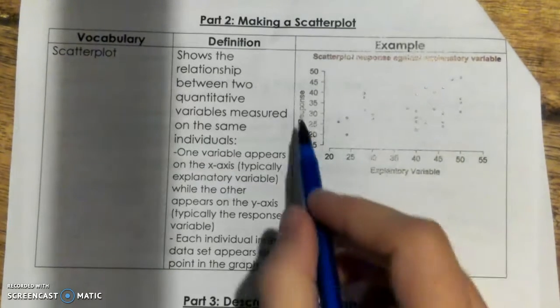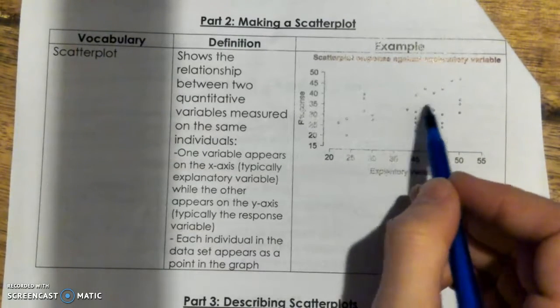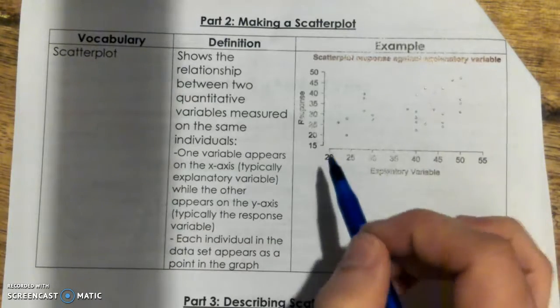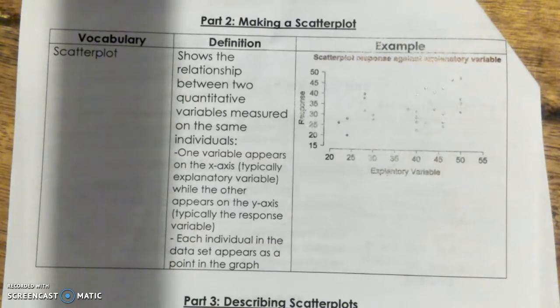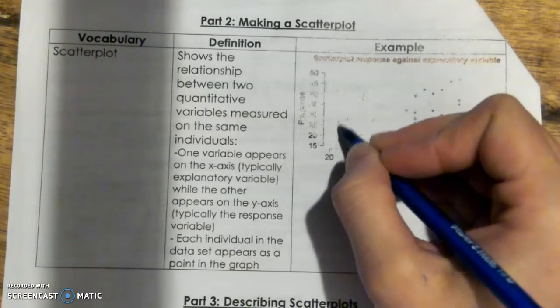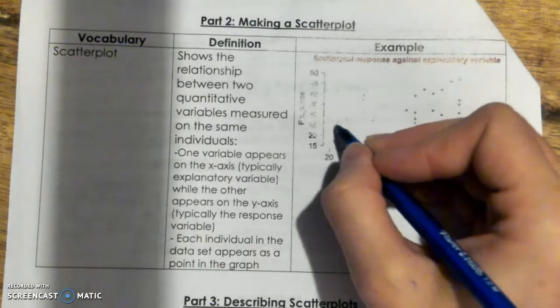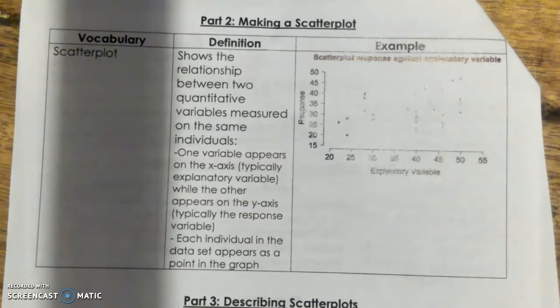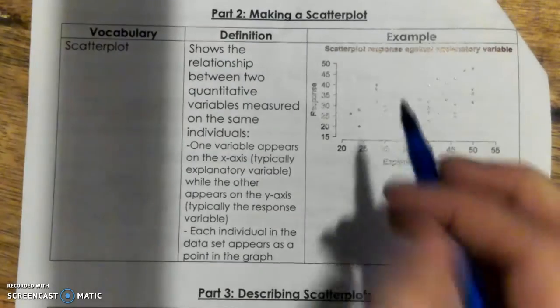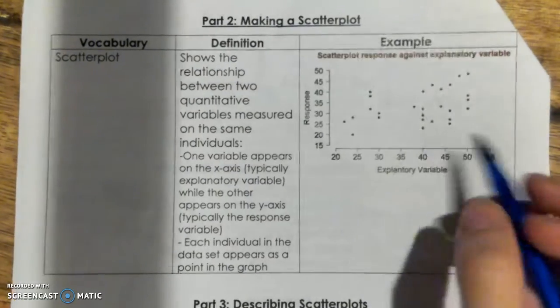We don't have actual labels here, so we don't know what we're measuring, but every single point here is a person who had this as an explanatory variable and this as a response variable. So in our number of beers and blood alcohol level, this would be about 22 beers and about a 26% blood alcohol level. That's not a real thing, I'm just using that as an example so we could interpret one of these dots.